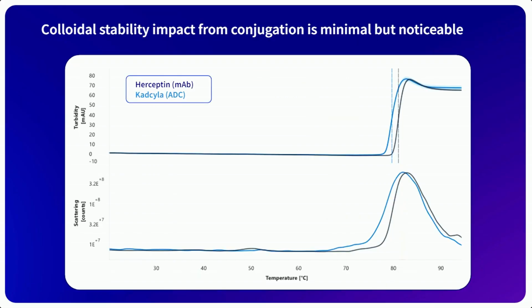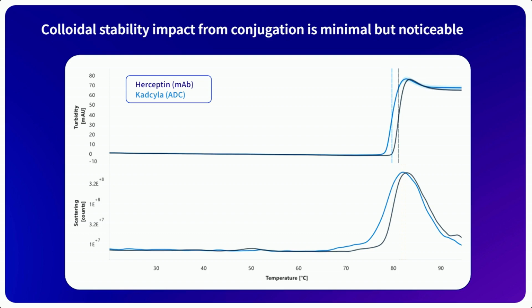So now we're only looking at the colloidal stability information gained from back reflection and light scattering, and this is the bottom half of the figure that we just saw. Back reflection, which is the turbidity data shown at the top, shows a modest decrease in colloidal stability. Though the shift is small, only a degree, it's statistically significant. Conjugation has a small but measurable impact on colloidal stability.